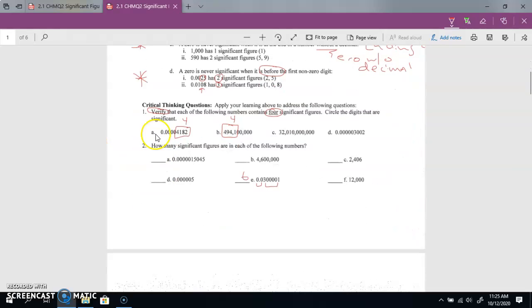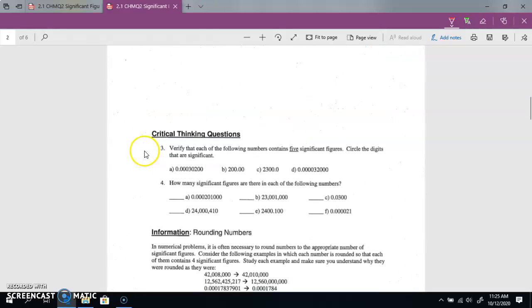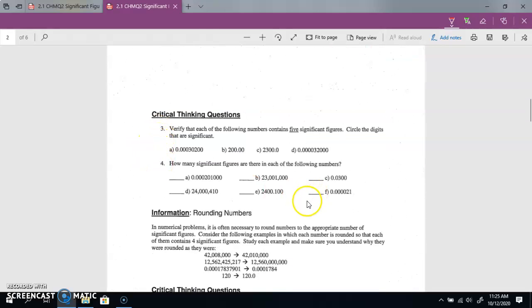Okay, so again, your job is to complete 1, 2, 3, and 4. Again, you can see that question 3 says verify, in this case, that they've got 5 significant figures. And then here in question 4, apply the rules to figure out how many significant figures are in each of the following numbers. All right, thanks a lot, guys, and see you soon.